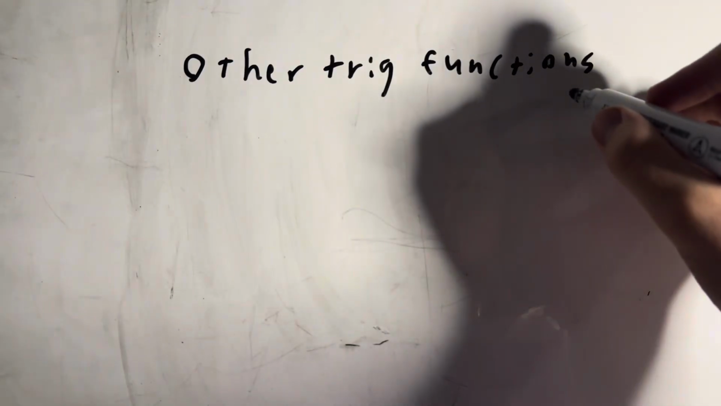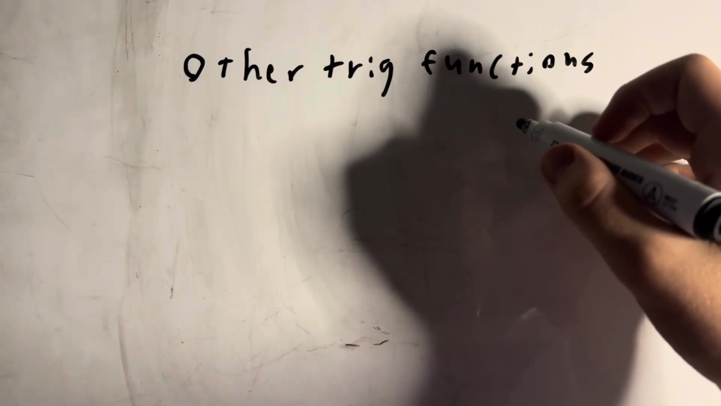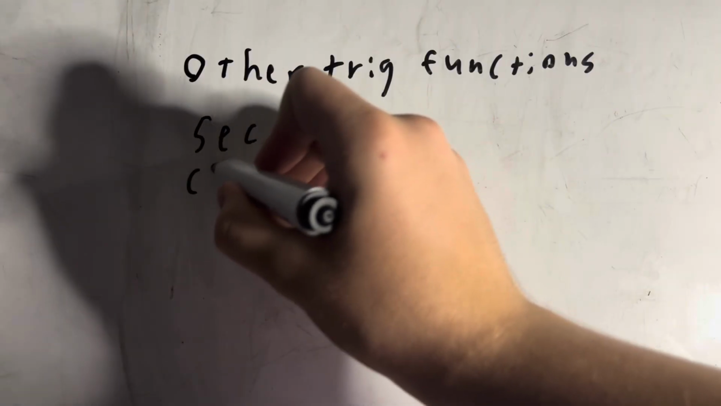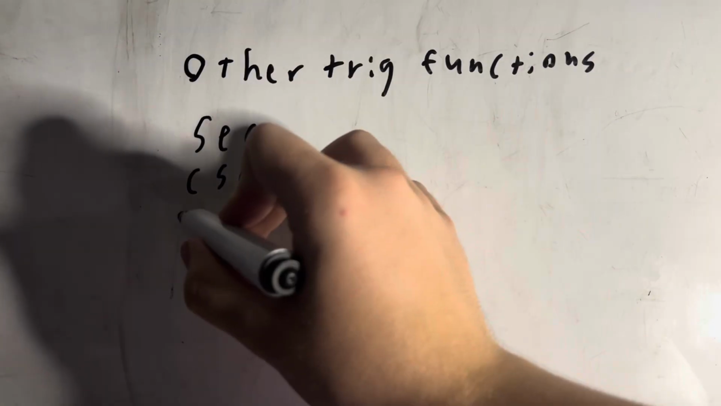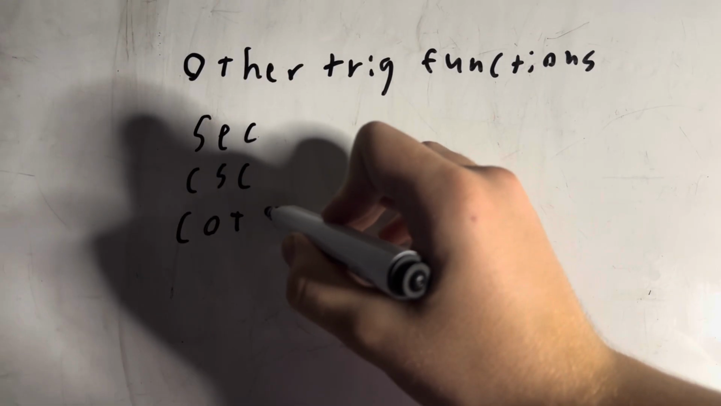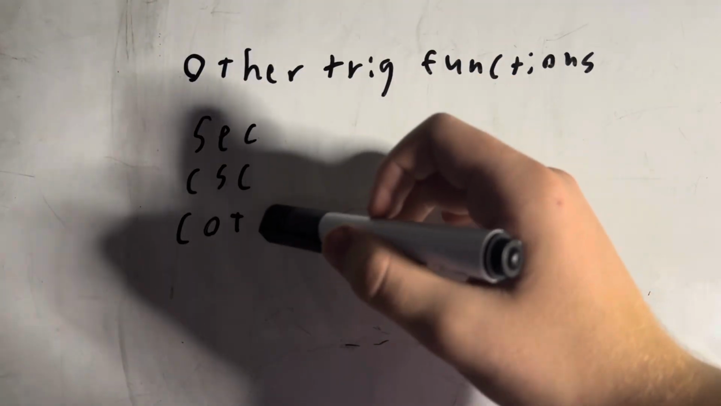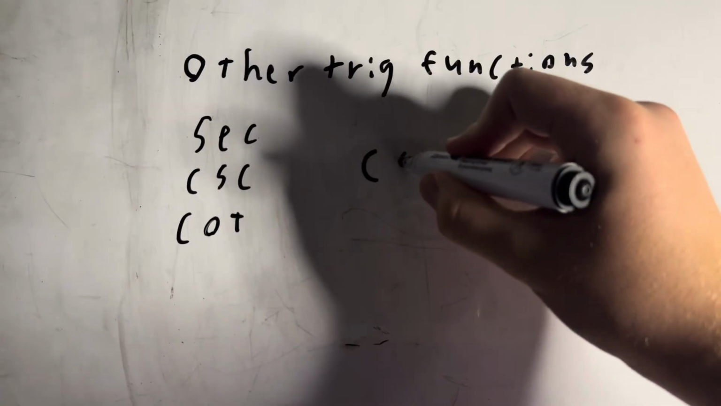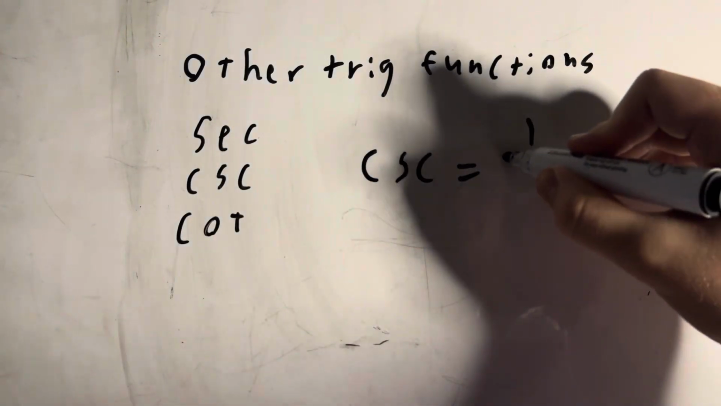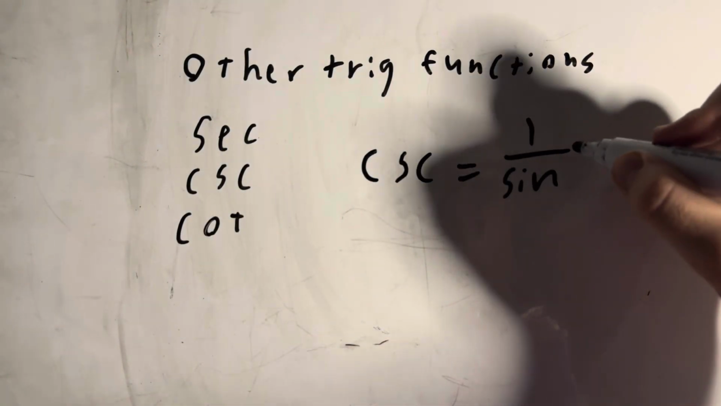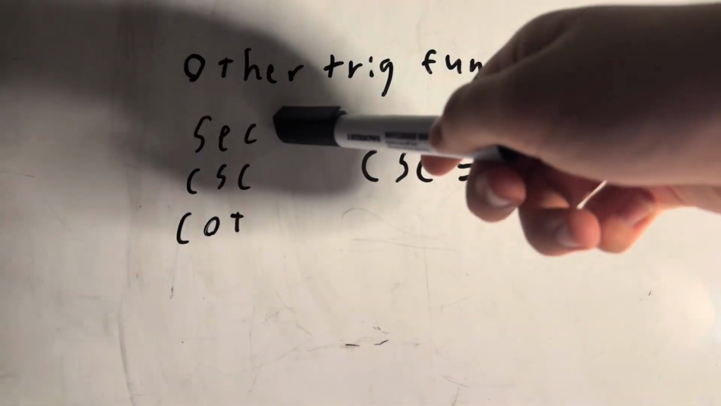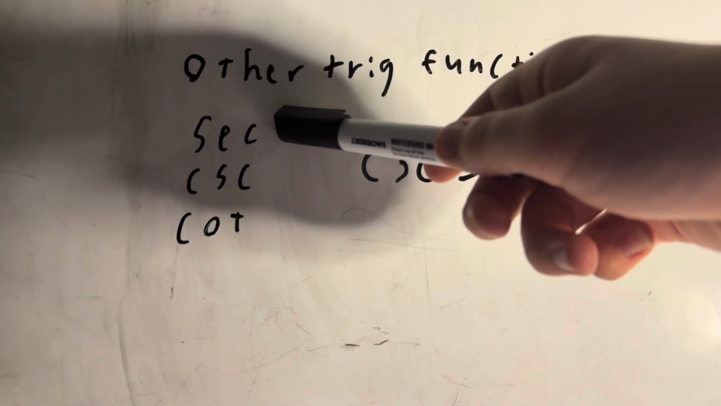We actually have 3 more trig functions to cover. This will not take too long. Secant, cosecant, cotangent. These are just the reciprocals of cosine, sine, and tan. For example, cosecant is equal to 1 divided by sine. As for cotangent, it is the reciprocal of tangent, and secant is the reciprocal of cosine.